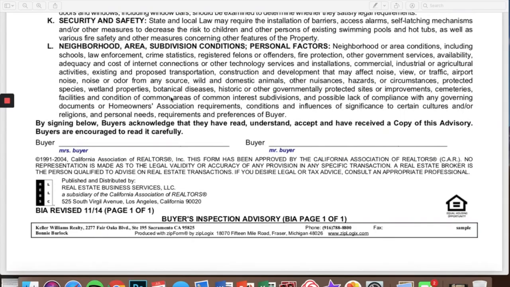So I'm sure you're all having so much fun at this point and not ready to fall asleep. So let's get into how to open up the transaction in ZipForm.